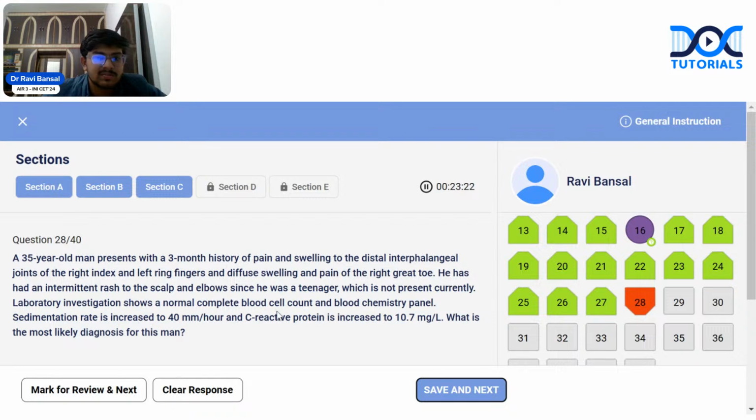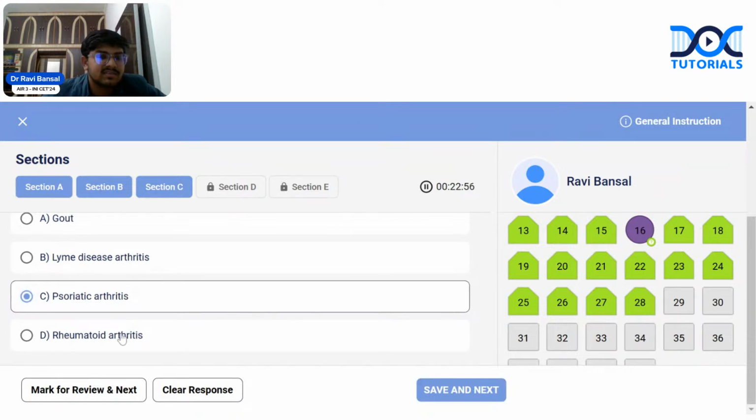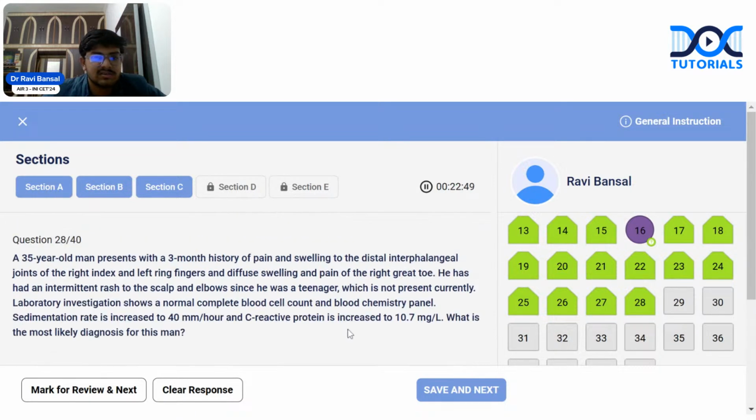Laboratory investigation shows a normal complete blood count. Blood chemistry panel. Sedimentation rate is increased to 40 and CRP is increased to 10.7. Which is the most likely diagnosis? If it was gout, there would be no history of rash of the scalp or elbow, and there is a history of DIP joint involvement and rash. So it is a kind of psoriatic arthritis. Rheumatoid arthritis, these skin features won't be seen. Lyme disease would be acute, no skin rash of this type. Gout, rash won't happen. So psoriasis is the right answer for this.